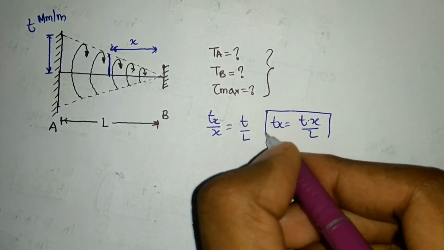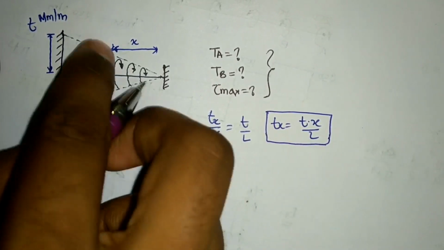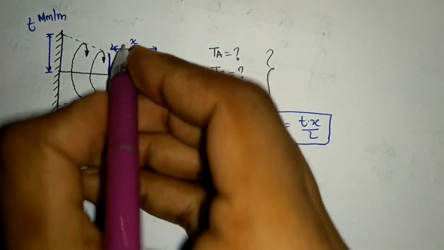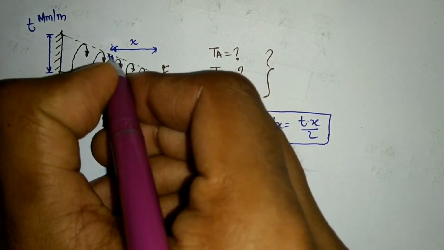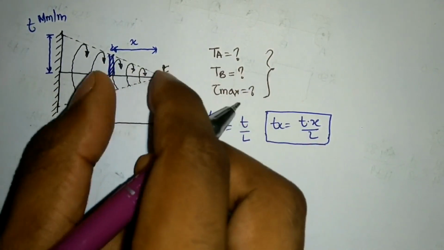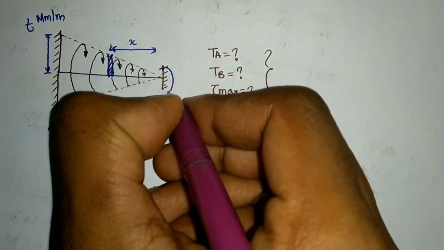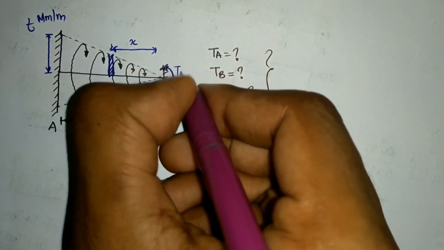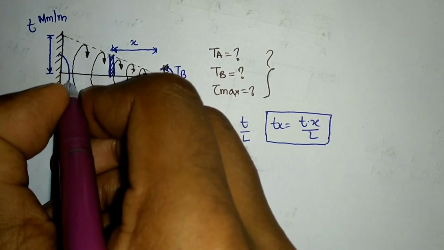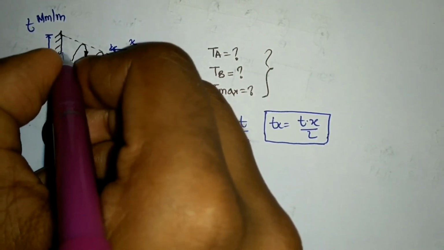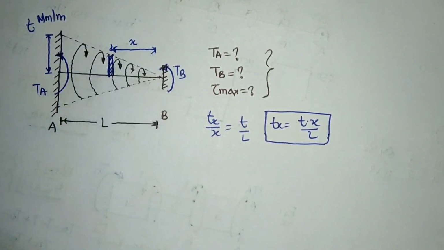This is my magnitude of distribution at any point. Now if I need to know what the torque value will be at this element which is at a distance of x, first I need to write the reactions here. The first reaction, let's say it is TB. Second reaction at this point, let's say TA. There are two reactions.